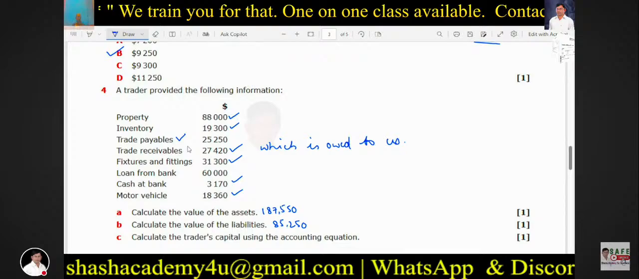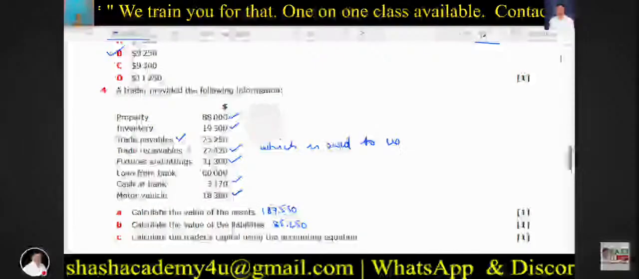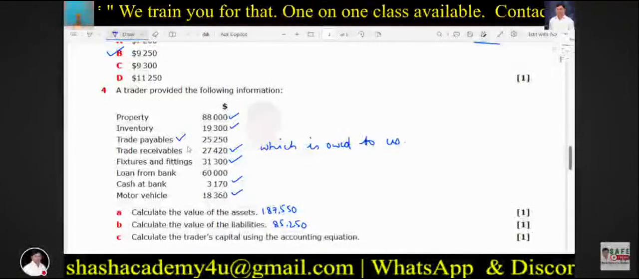Calculate the trader's capital using the accounting equation. So this minus this, simple. That's also assets is equal to assets. So we have to subtract this from this. So we get accounting equation. So how do you calculate? Capital is equal to assets minus liabilities.